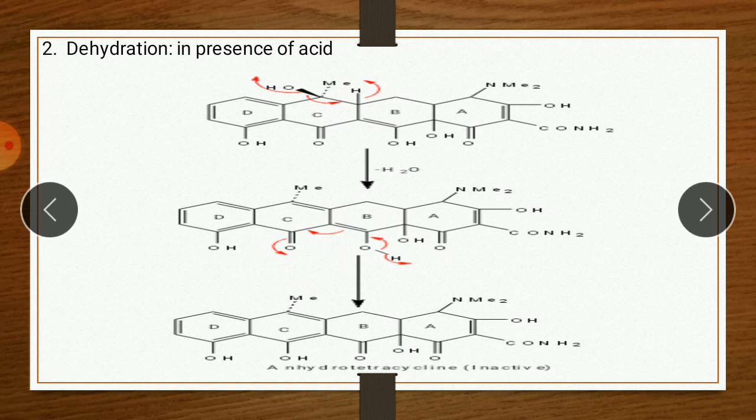The important point is that in this reaction the 6th position hydroxyl group is involved. In SAR we see the importance of this hydroxyl group. So in presence of acid, tetracycline forms the inactive compound anhydrotetracycline. In this reaction, the hydroxyl group on the 6th position is involved.